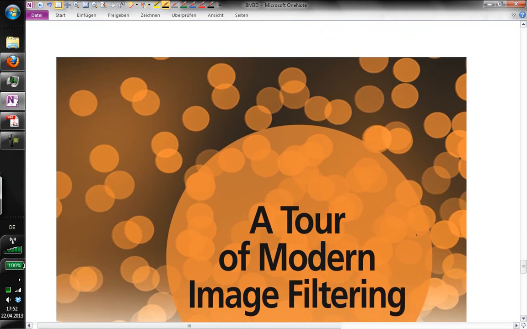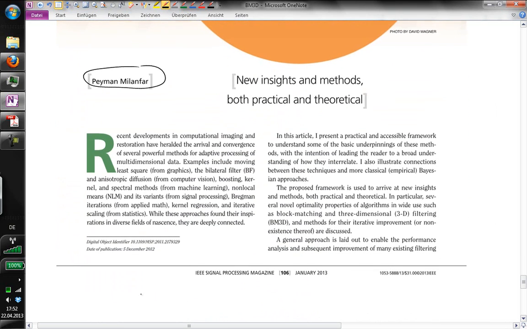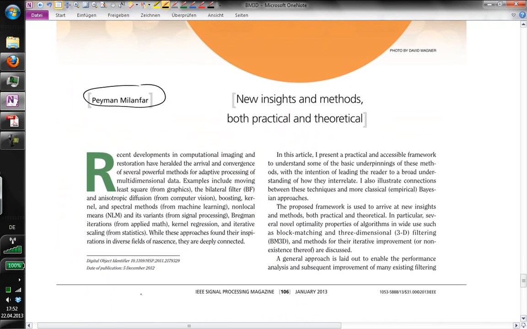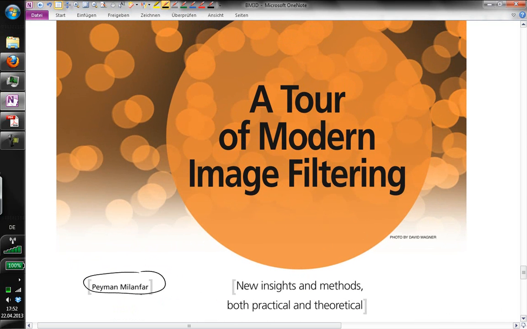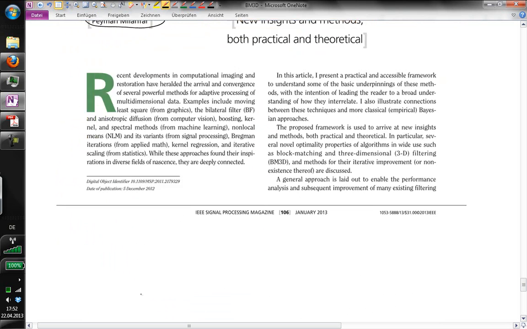I wanted to point out a paper, if you're really into this topic. It came out in January, a paper by Milanfar in IEEE Signal Processing Magazine, which is why it has a much nicer layout than you find in ordinary papers. He offers a different, let's say unifying, perspective on a number of denoising algorithms, trying to explain why they work well.